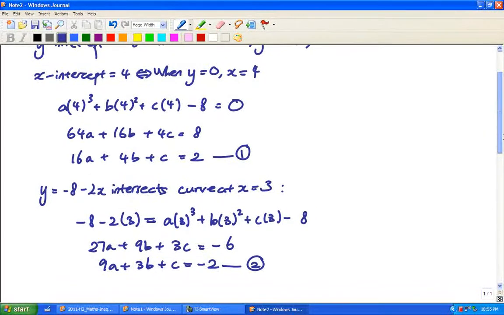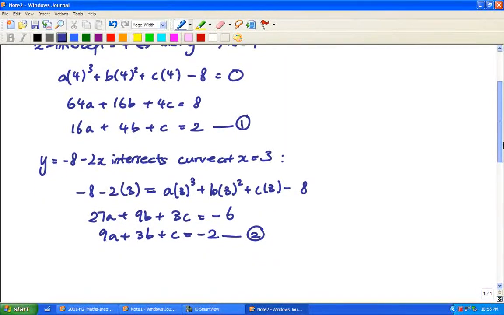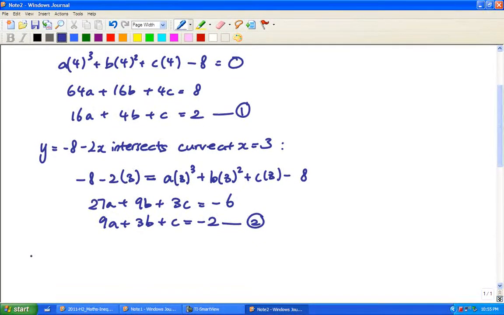Now we have 3 variables, so we need 3 equations. We can obtain the third one from the second part of the same condition I have used for the intersection. In other words, y equals -8 minus 2x intersects the curve at x equals 3. There's actually an additional piece of information which states that the line y equals -8 minus 2x is parallel to the tangent of the curve at x equals 2.